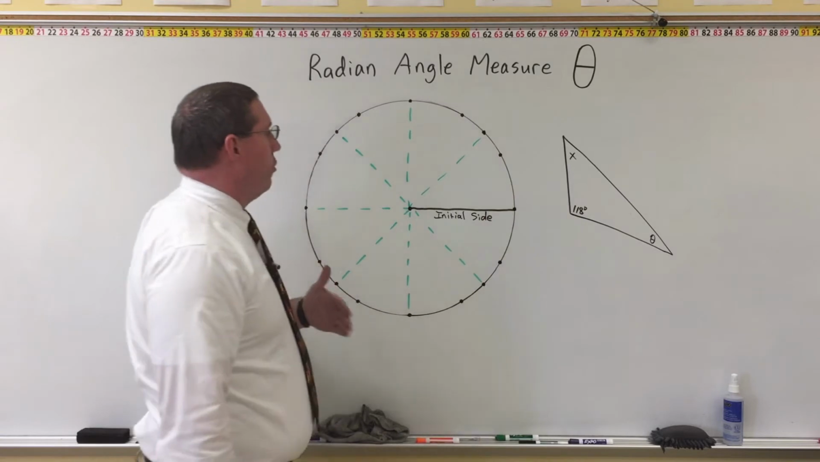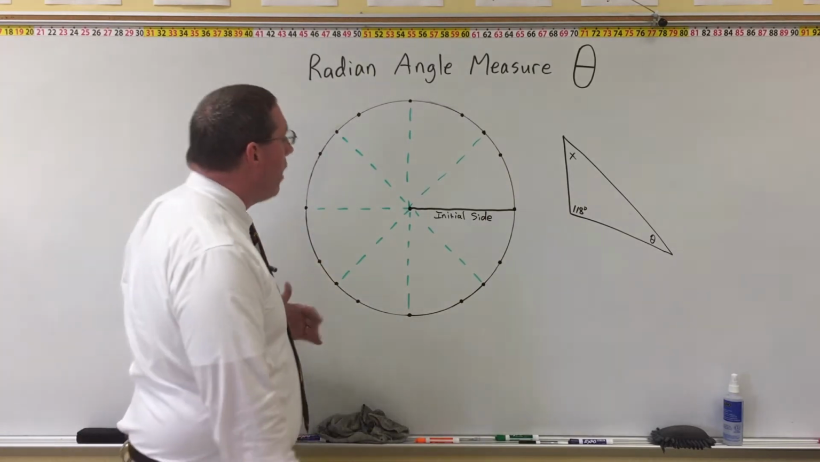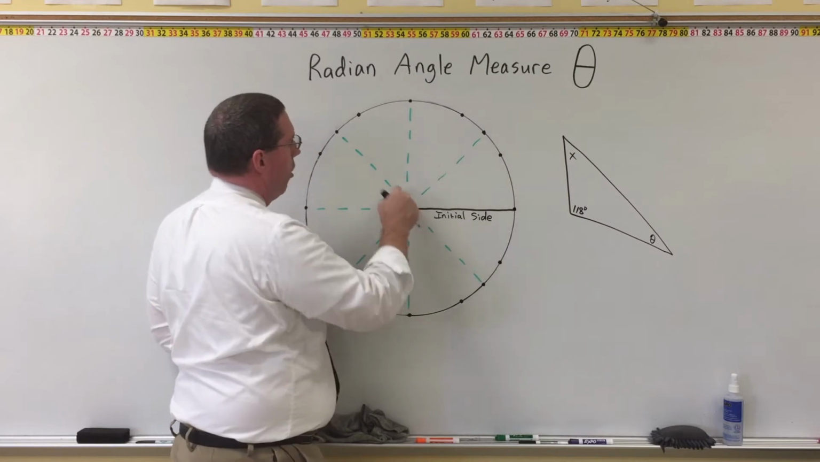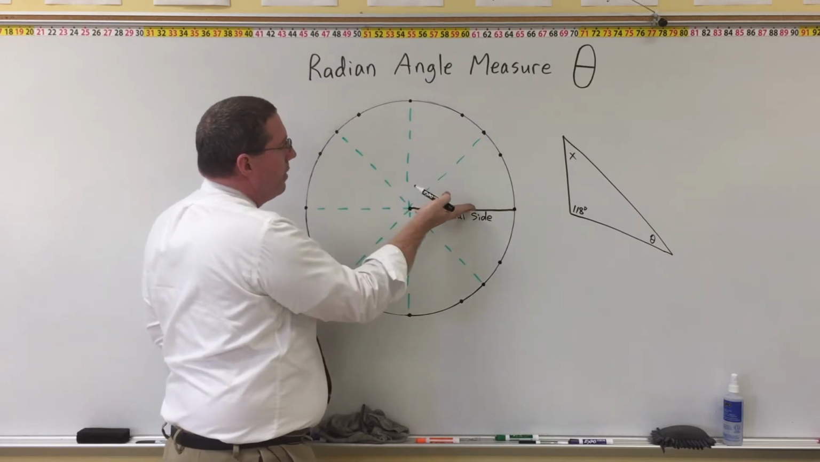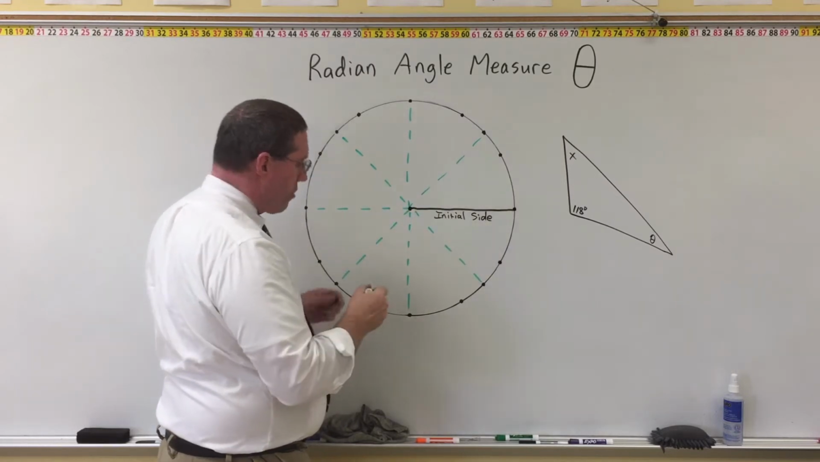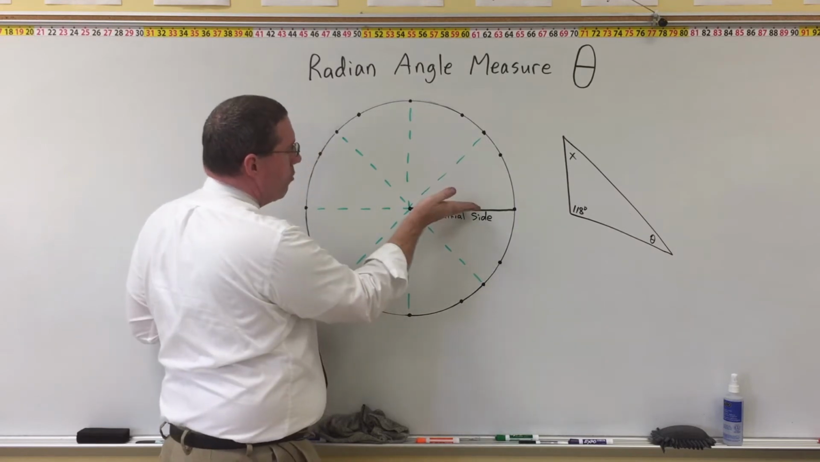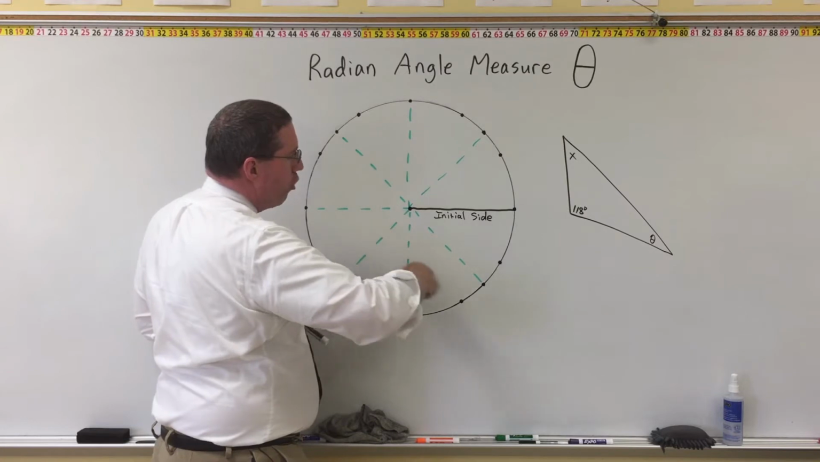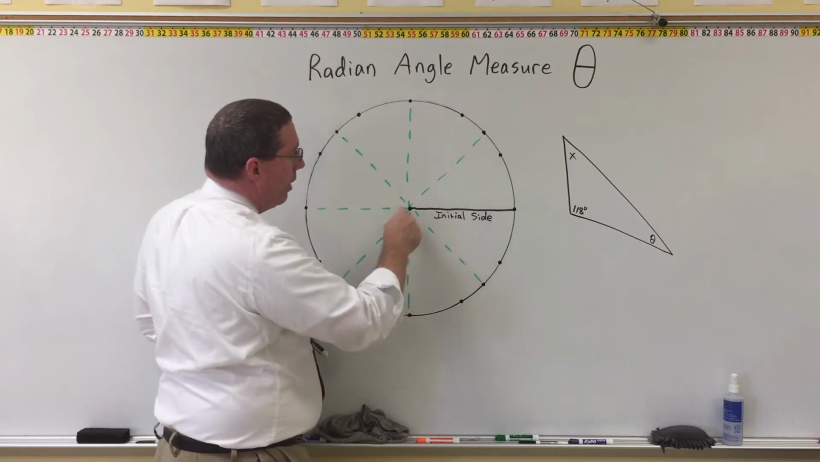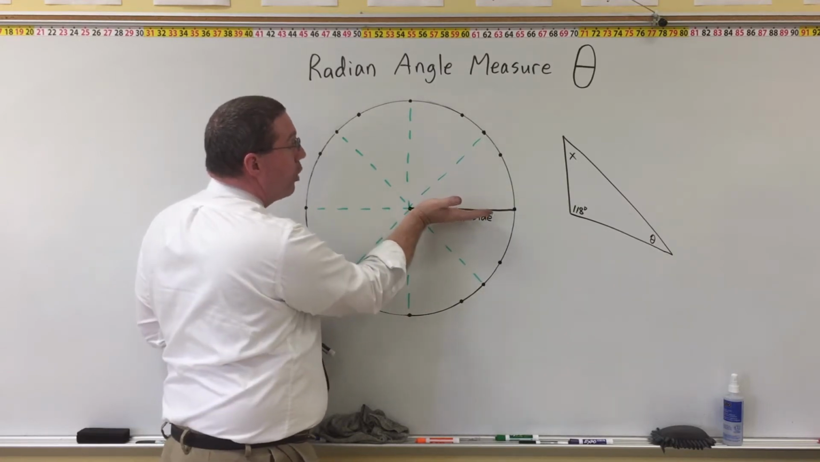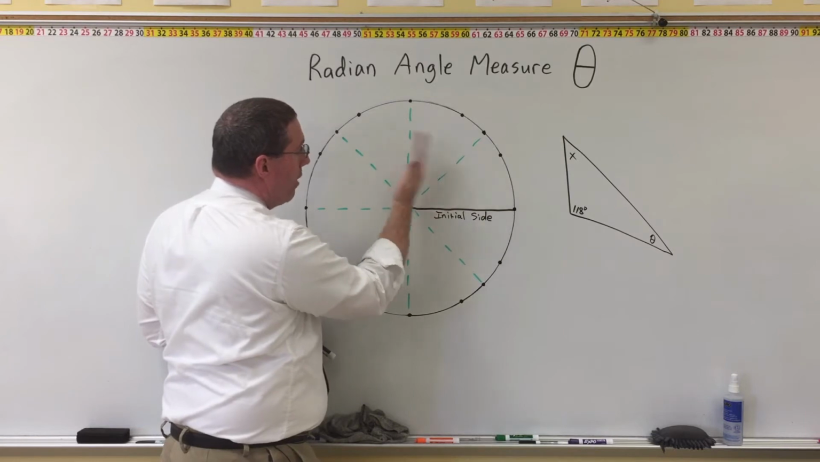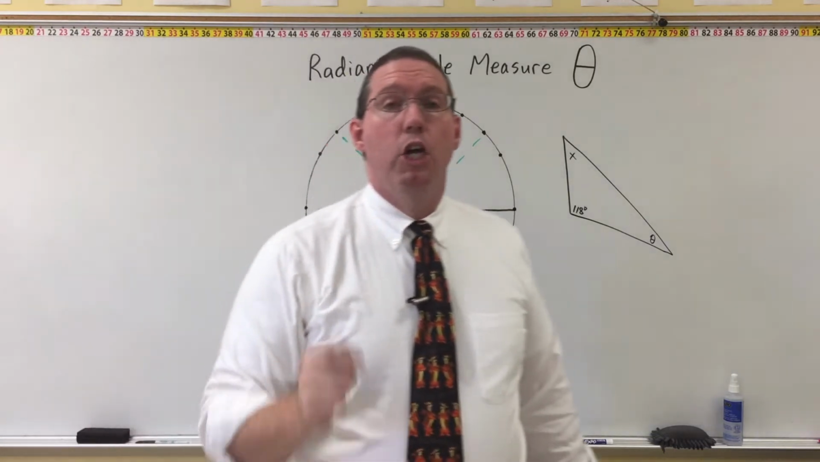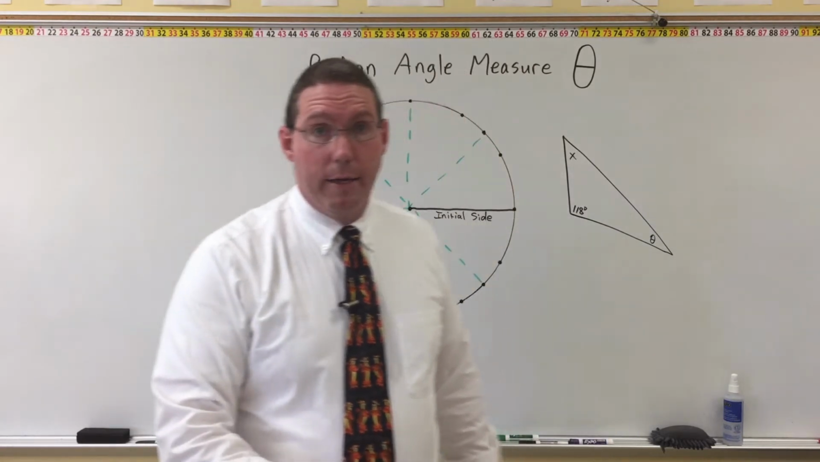And then what we're going to do is draw another one. We could draw it here, we could draw it here, we could draw it here. Basically, the idea is that this other side that we're going to draw starts here and it goes here, then here, then here. It rotates around like a hand on a clock, but it goes backwards. It goes counterclockwise instead of clockwise. That side is called the terminal side.